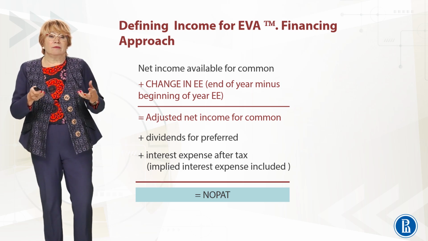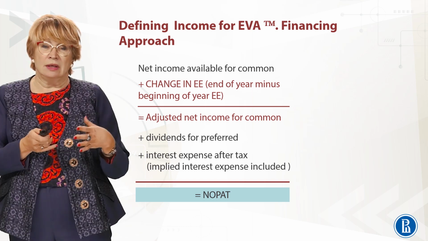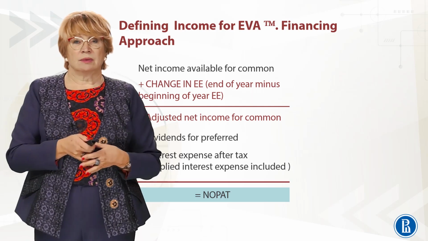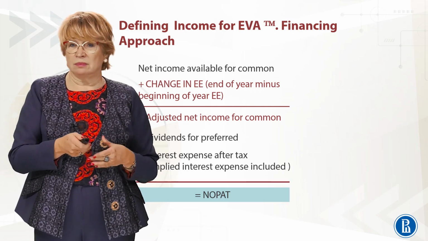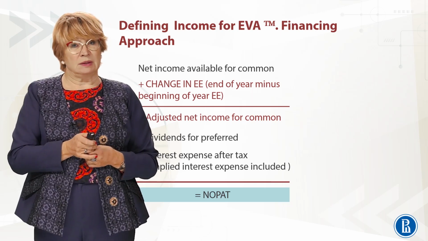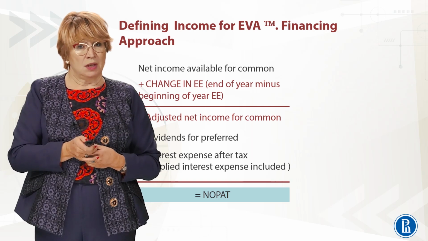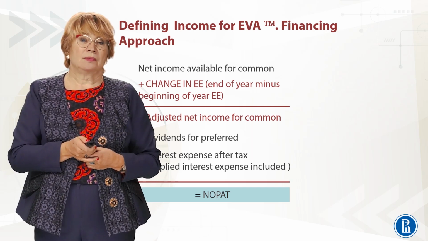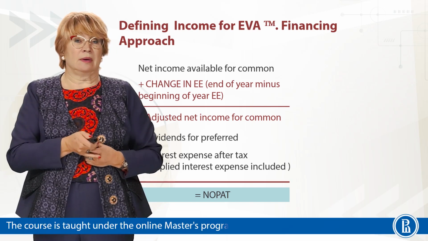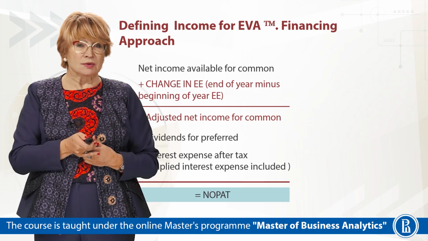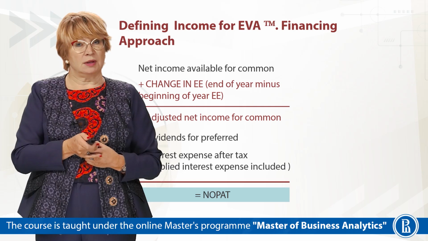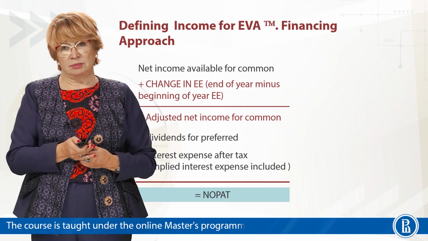They have some power to implement particular decisions, to support some decisions of the management team, or just be against those decisions of the management team. And you will also add back your interest expense after tax, or in the case of capitalized operating lease, there would also appear the so-called implied interest expense on the operating lease.